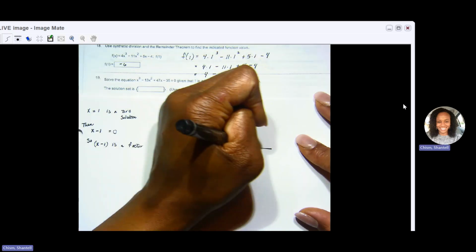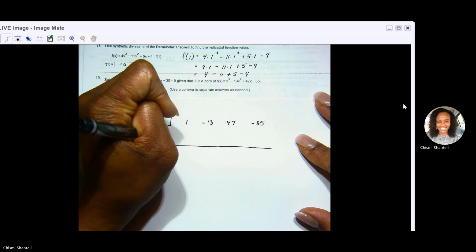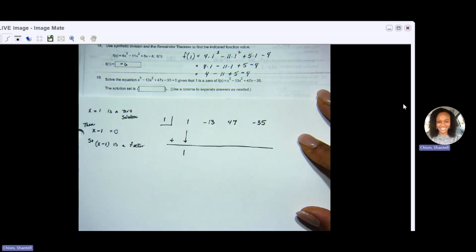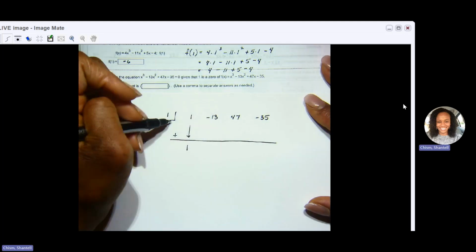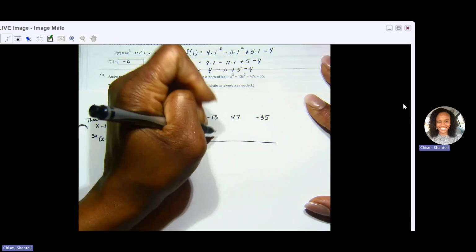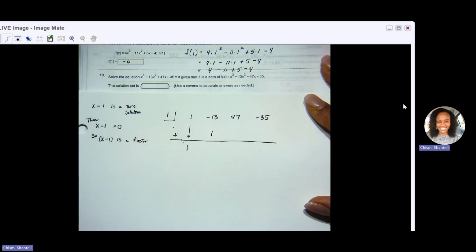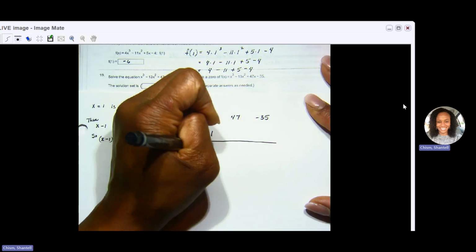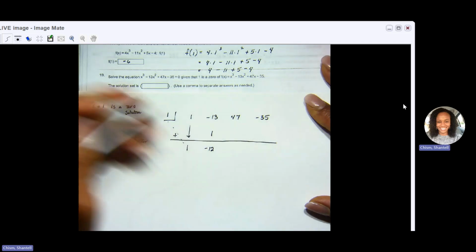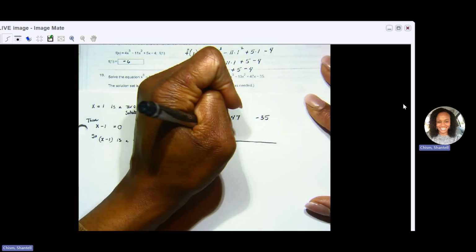Okay, save some space here, drop down, bring down your first term. So what we have so far, starting with that 1 that we dropped down, 1 times 1, we get 1, put that in the next column. Negative 13 plus 1, that's a negative 12. 1 times negative 12, that's a negative 12 again.